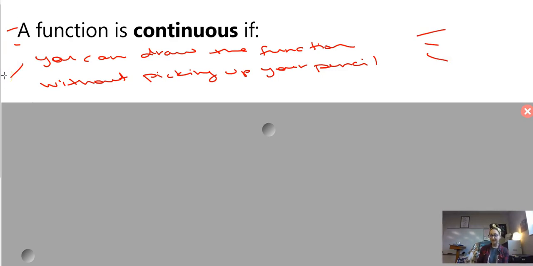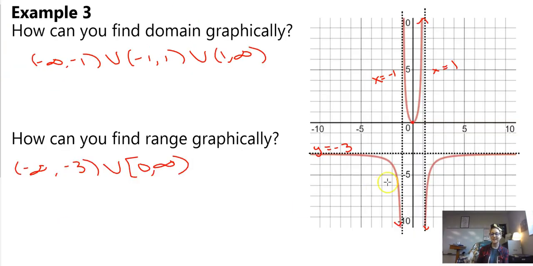So anywhere you would have to pick up your pencil, again, going left to right, that would be, not surprisingly, called a discontinuity, right? So if we look here, I can draw this piece, and then I have to pick up my pencil, right? And then I can draw this piece, and I have to pick up my pencil, and then I've got this last piece. So I have discontinuities here at x equals -1 and 1. In other words, the pieces I had to leave out of the domain, okay?